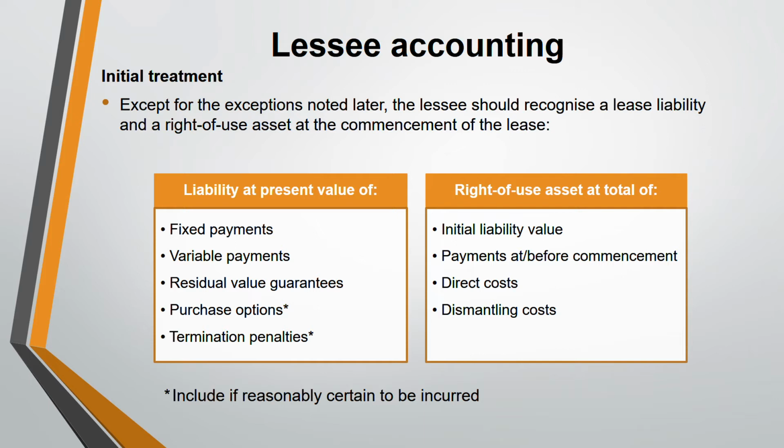Okay, the last two are included only if he is very sure, but for fixed, variable and residual value guarantee you anyway have to pay. Whether you're sure or not, you still have to pay. I mean, for fixed and variable, you don't have to be sure. You anyway have to pay, right?